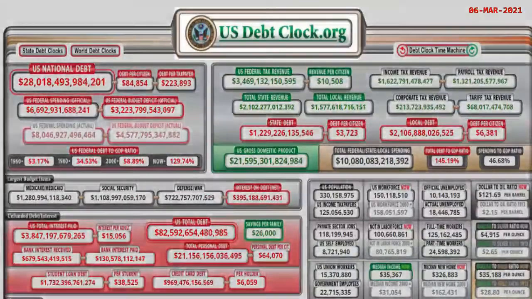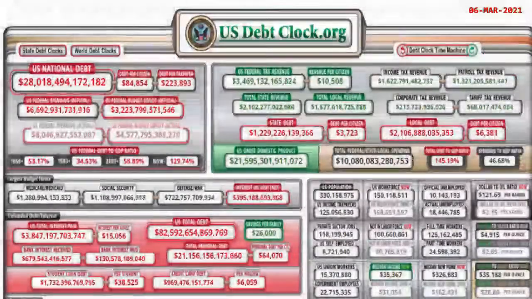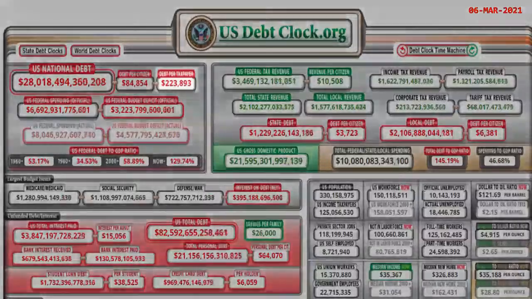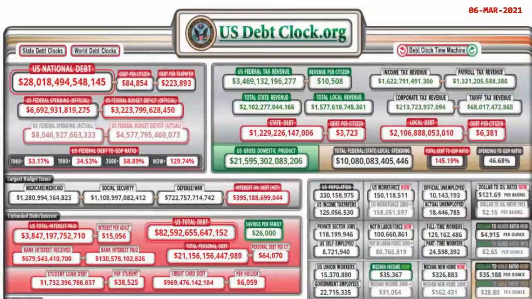An interesting internet site is the US Debt Clock, at usdebtclock.org. In the upper left is the US national debt. Skip over the box to the right, to the debt per taxpayer box. That $223,893 is the debt each US taxpayer is responsible for. You may notice, most of the information is rapidly changing. This real-time clock contains a plethora of information, well worth investigating.